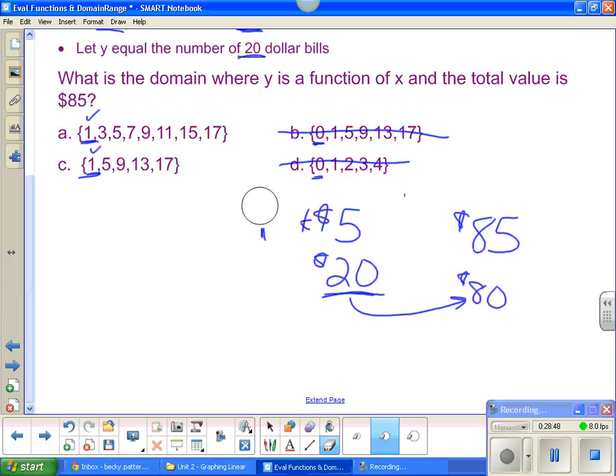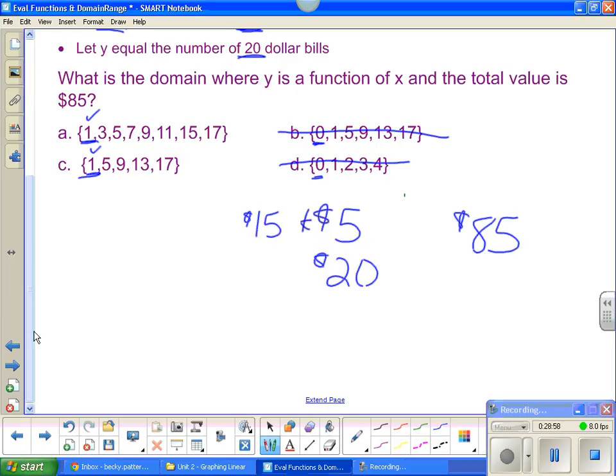Okay, so the next one we're going to test is the 3. So if I have 3 $5 bills, that's 15 bucks. How much money is left if I take 15 away from 85? And the answer is 70. Can you hit 70 bucks with 20s? And the answer is no. So 3 does not work. So he's out, and he's my winner.